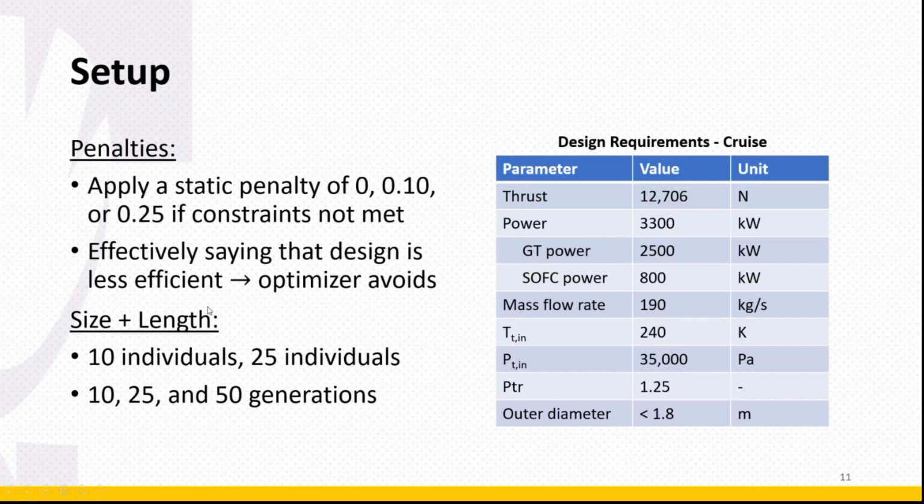I'm also studying the effects of size, which is the number of individuals in the population, and the length, which is the number of generations that those populations are allowed to evolve or move within. I have a set of 10 individuals, which I run for 10 generations and 25 generations. Then I have another set with 25 individuals that I run for 25 and then 50 generations. And again, I'm changing these things to try to observe the algorithm's behaviors under different sets of scenarios.